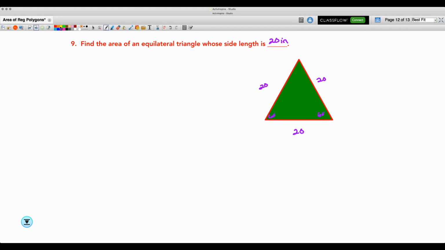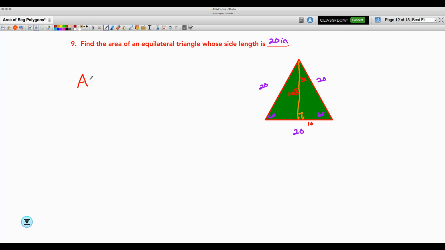So if you happen to be given this information, instead of doing 1/2 SAN, you could just draw in the whole height. Forget about using just the apothem because the apothem only goes from here to here, and it is not half of the height, by the way. What would the height be? If the whole side's 20, wouldn't that make this 10? And if you draw in the height, you've bisected that angle, so that's 30. So that's the short leg. So that would make this long leg 10 square root of 3.